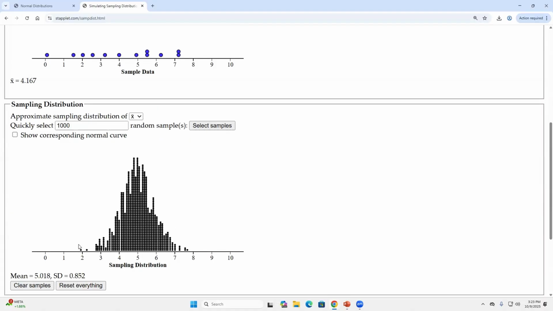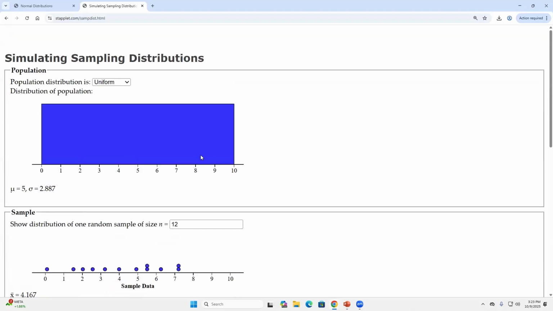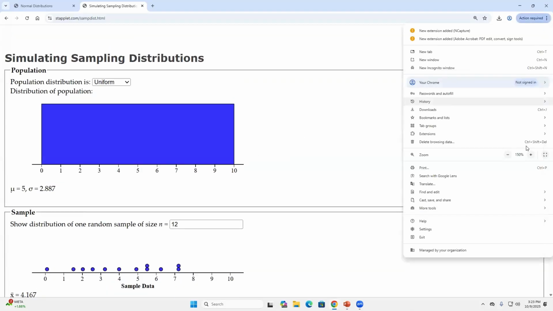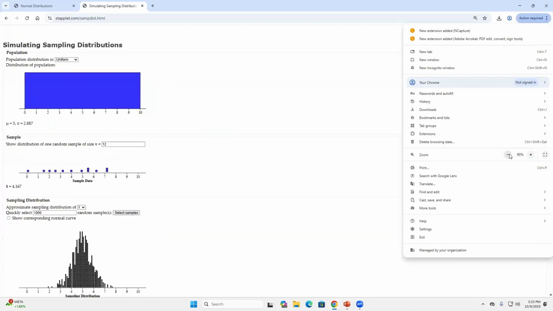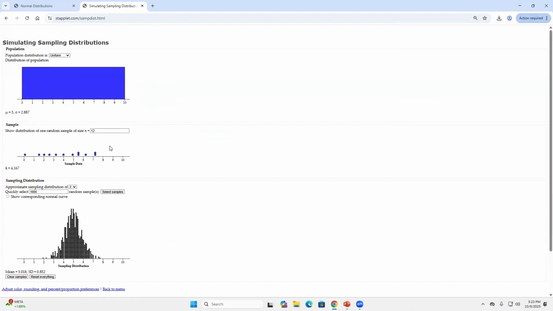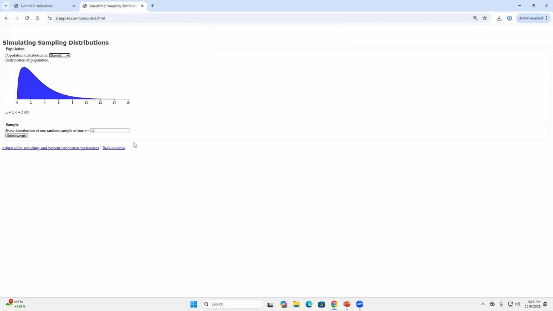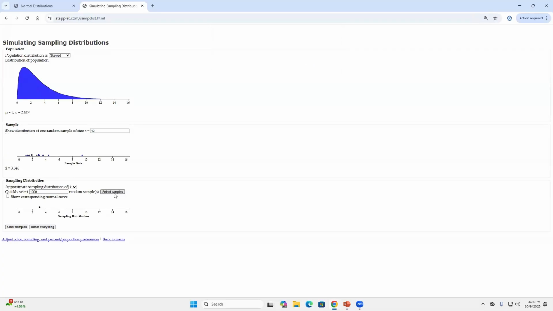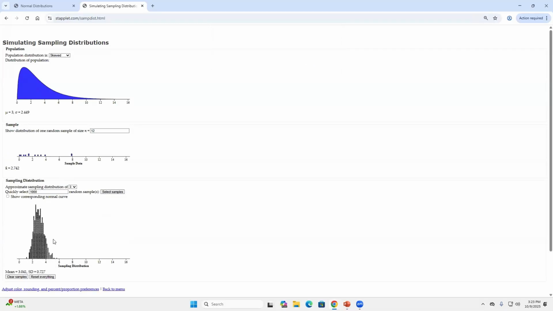Oh, okay, 12 is starting to look a lot more normal. I would highly recommend that, because if you just play around with it for a little bit, it will help you remember that this does not equal this. Visually, it is very apparent that this sampling distribution does not equal this population distribution.